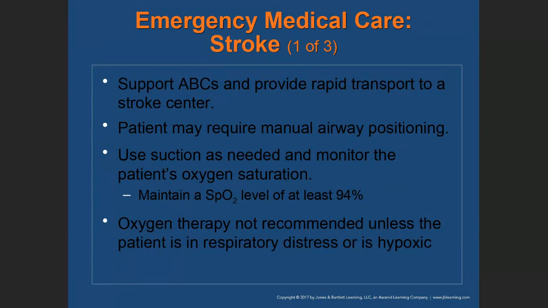For stroke, support the ABCs and provide rapid transport to a stroke center. Patient may require manual airway positioning. Use suction as needed and monitor the patient's oxygen saturation. Give oxygen if it is necessary. And low flow would be more suitable. Oxygen therapy is not recommended unless the patient is in respiratory distress or is hypoxic, just like a cardiac patient. If it's not necessary, don't give it. And if you have to give it, consider starting on the low end rather than the high end.